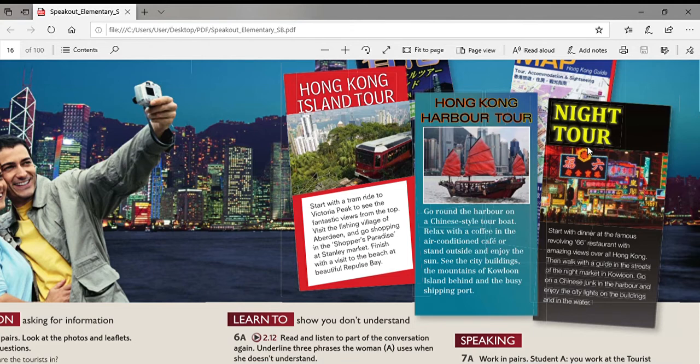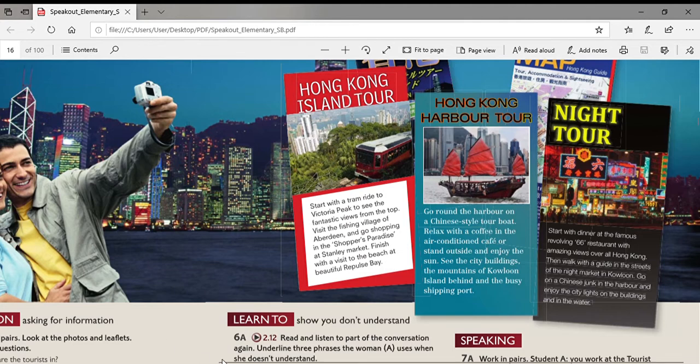Start with dinner at the famous revolving 66 restaurant with amazing views over all Hong Kong. Then walk with a guide in the streets on the night market in Kowloon. Go on a Chinese junk in the harbor and enjoy the city lights on the buildings and in the water.